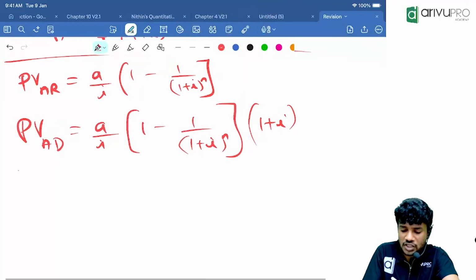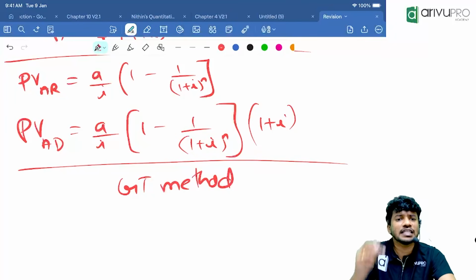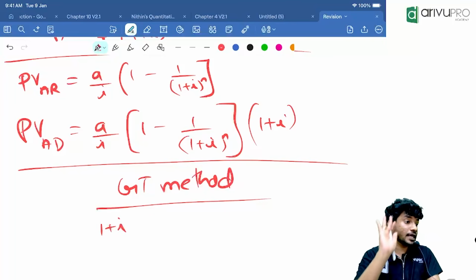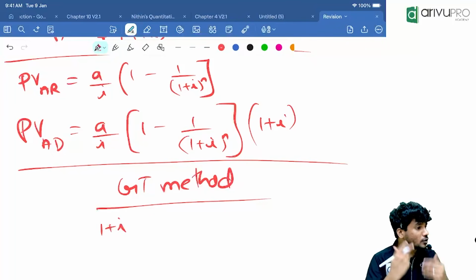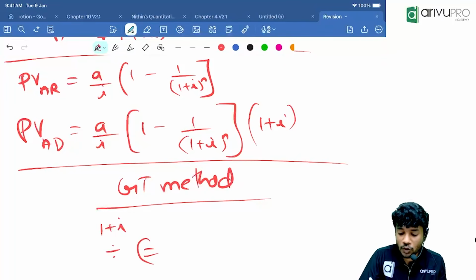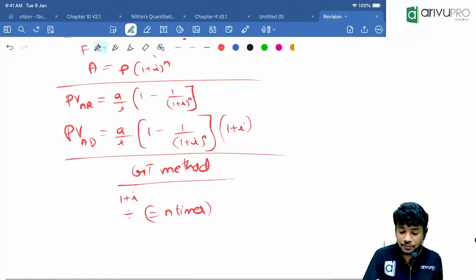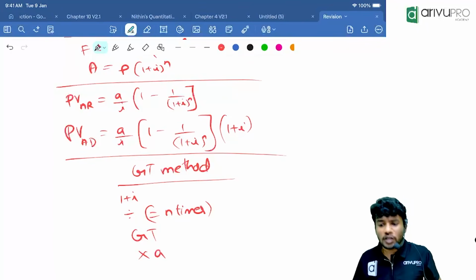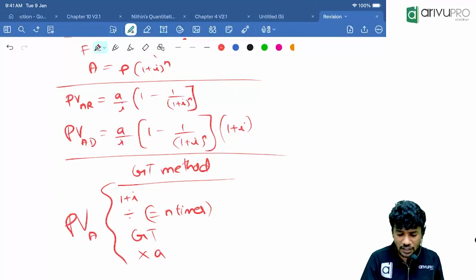Then, what was the GT method? GT method for finding present value. Whoever is having GT button on your calculator, first you will write 1 plus I value directly. Don't write 1 plus I percentage and all. You will write 1.06 or 1.07 as given by the question. Then divide equal to how many times? N times, or number of periods times. Then click GT button, then multiply it with annuity amount. You will get the present value using GT method. It is for annuity regular.